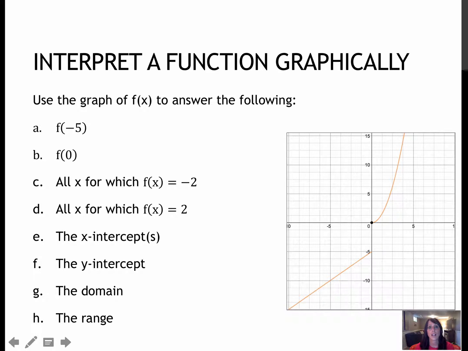So there's a lot going on here right now, but what we're trying to do is use the graph here. So this is my graph of a function. I'm not given what the function is, but I have its graph. I'm trying to answer all of these questions.